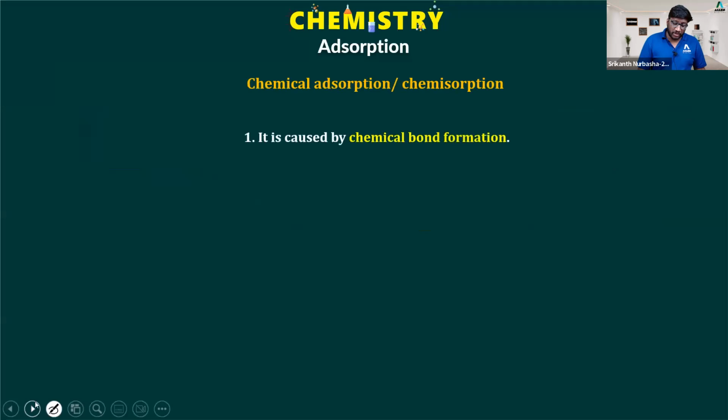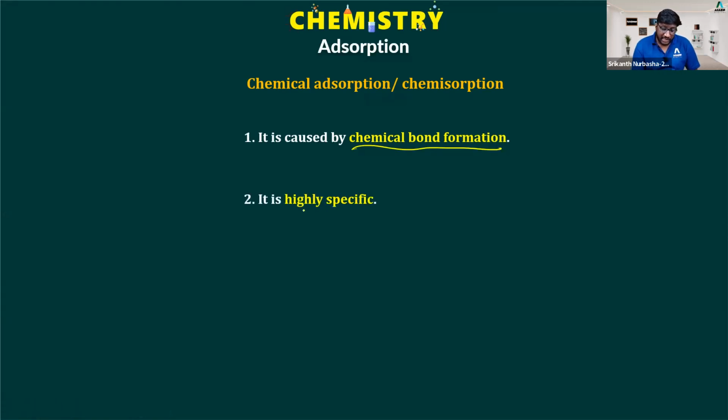Chemical adsorption, or chemisorption, is caused by chemical bond formation. That is, between the adsorbate and the adsorbent, a chemical bond is going to be formed. It is highly specific because bonds are formed. Bond formation involves orbital overlapping, so between any two atoms, a bond cannot be formed. So it is highly specific.